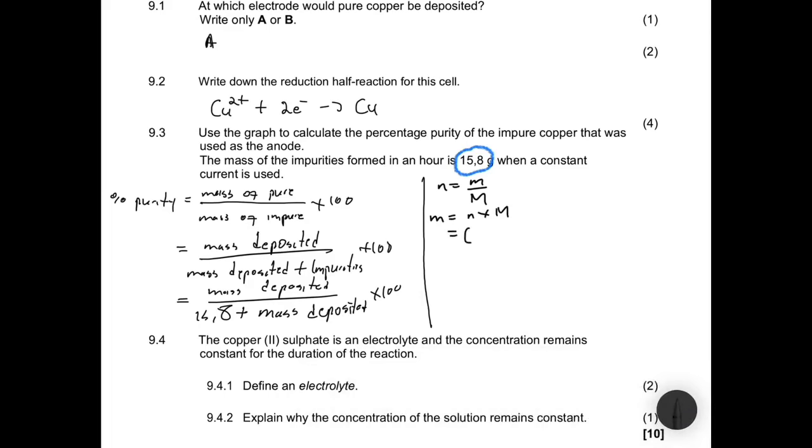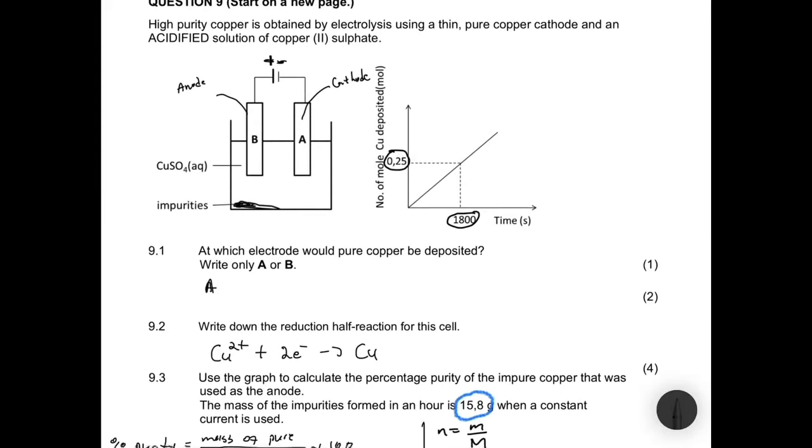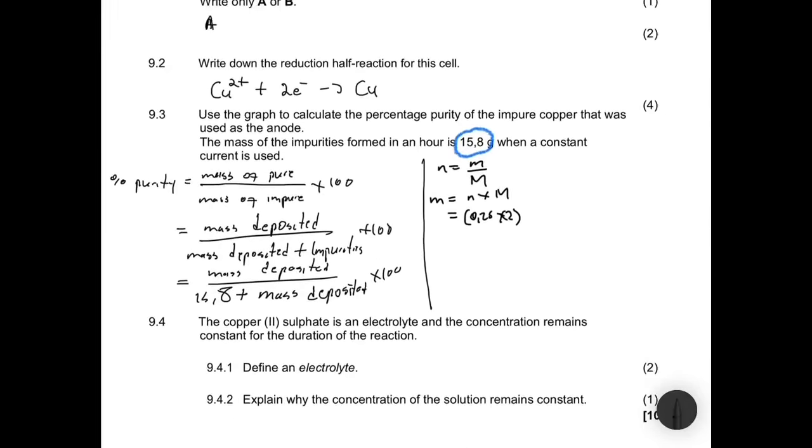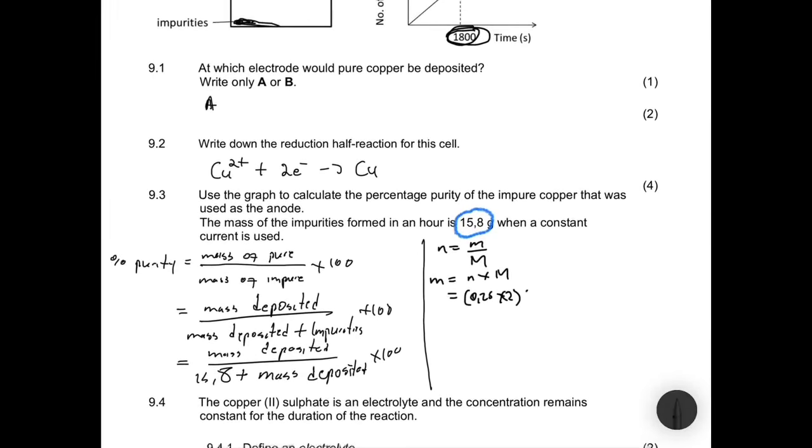So what is the number of moles? The number of moles in an hour will be 0.25 multiplied by 2, right? We are given the number of moles in 30 minutes. We want the number of moles in an hour, so we simply multiply by 2, right? And then the molar mass, we're looking for the molar mass of copper, which is 63.5, and then when you multiply that by 0.5, you get 31.75 grams, right?